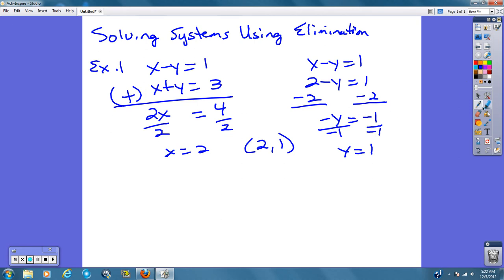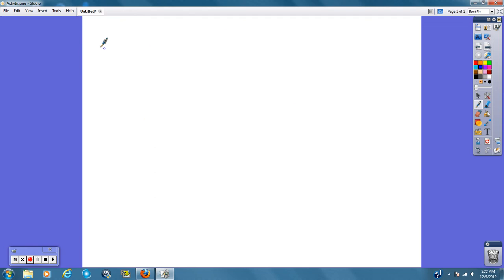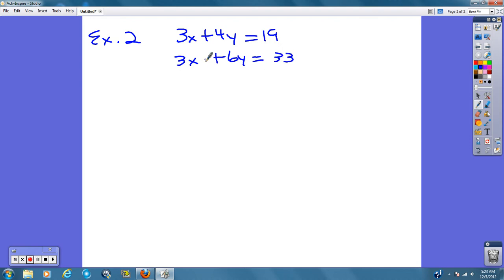Let's do something where you have to do a little more work. So let's do another example, and this is example 2. Now for this one we're going to do 3x plus 4y equals 19, and then 3x plus 6y equals 33. Now notice these are exactly the same except for the x's, except both positive. So we need to change one of them so they're negative. So I'm going to multiply this entire first equation by negative 1. When I do that, I get negative 3x minus 4y equals negative 19. I just did that because the bigger numbers were on the bottom. And then I'm going to rewrite the second one.